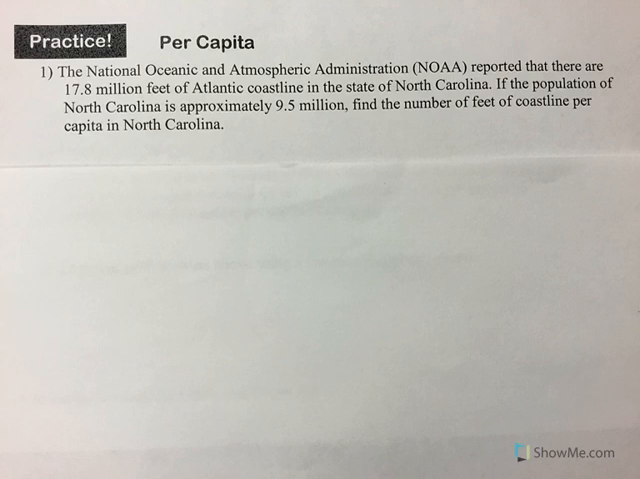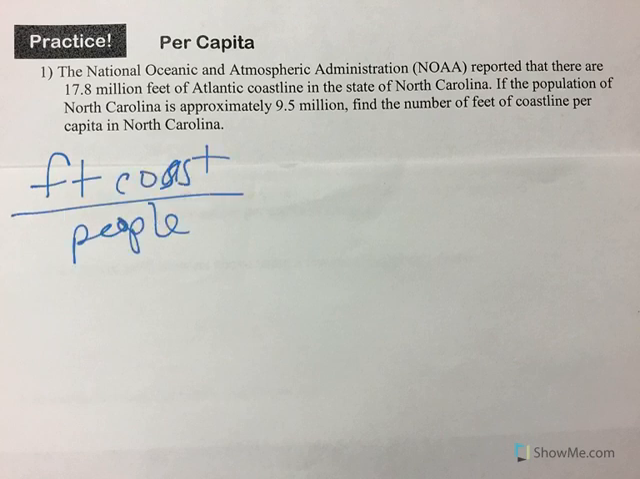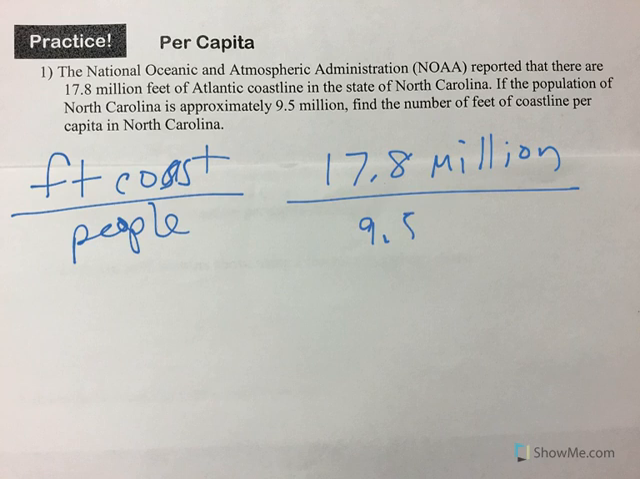Let's get to per capita. The National Oceanic and Atmospheric Administration reported there were 17.8 million feet of Atlantic coastline in the state of North Carolina. If the population of North Carolina is approximately 9.5 million, find the number of feet of coastline per capita. So we're talking about feet of coastline over people. Well, there's 17.8 million feet of coastline, and there are 9.5 million people.